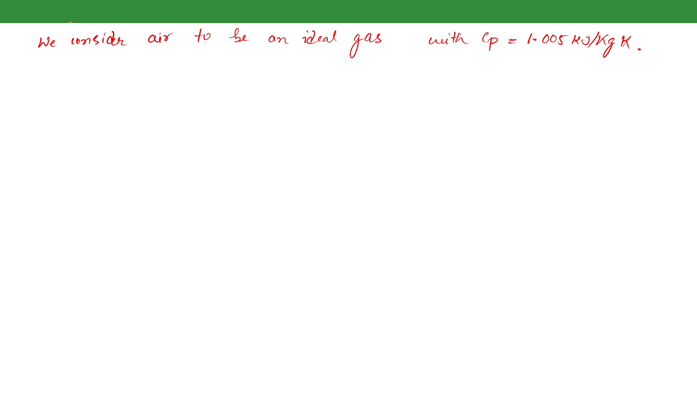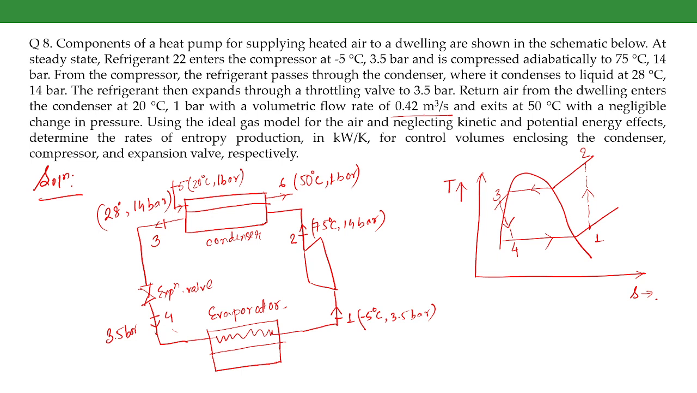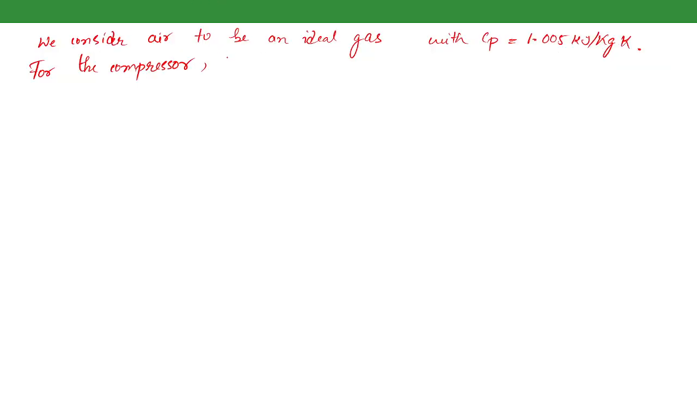Okay. Now for the compressor, what is the inlet of the compressor? The inlet of the compressor is at minus 5 degrees Celsius and 3.5 bar. That is for the compressor at state point 1, that is minus 5 degrees Celsius and 3.5 bar. The entropy is 0.9572 kilojoule per kg Kelvin.